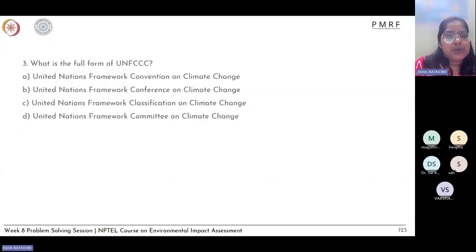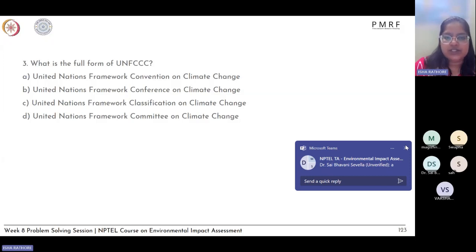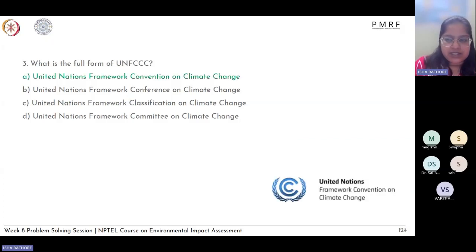What is the full form of UNFCCC? Is it A, United Nations Framework Convention on Climate Change, B, United Nations Framework Conference on Climate Change, C, United Nations Framework Classification on Climate Change, or D, United Nations Framework Committee on Climate Change? Okay, so we have one answer A. So A is the correct answer. That is UNFCCC stands for United Nations Framework Convention on Climate Change. So A is the correct answer. Moving on to the next question.